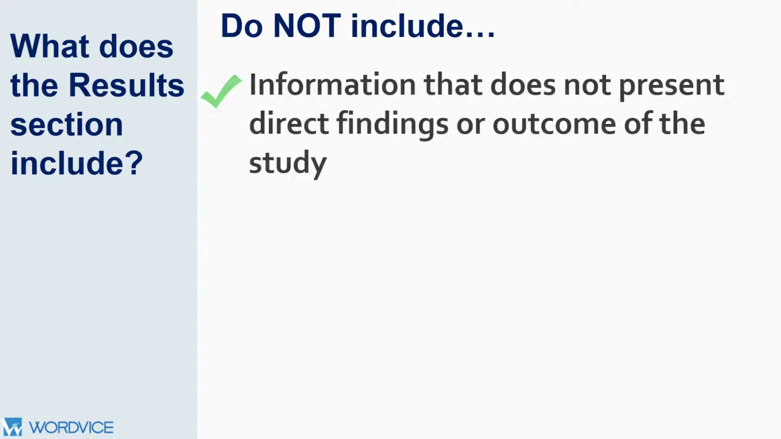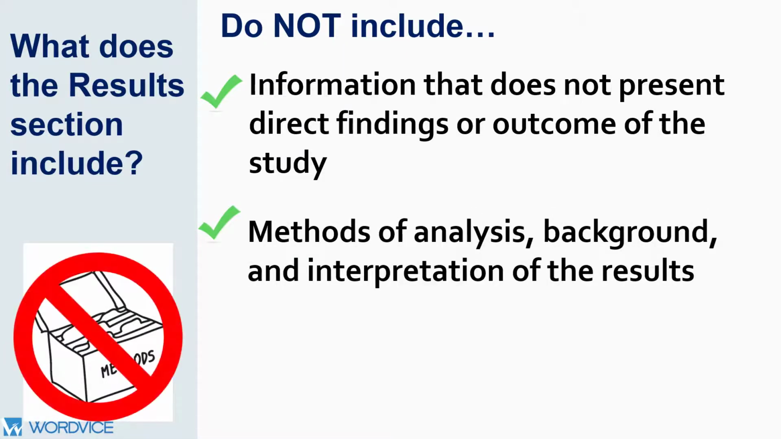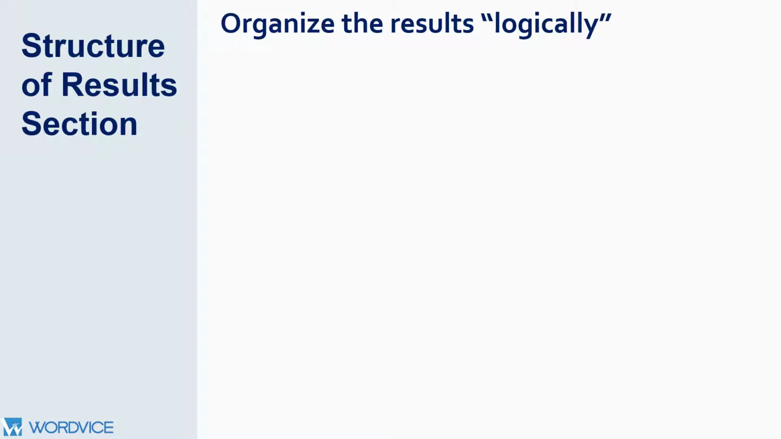As a general rule, any information that does not present the direct findings or outcome of the study should be left out of the results section. This includes methods of analysis, background, and interpretation of the results. How are the results organized? The best answer is logically.